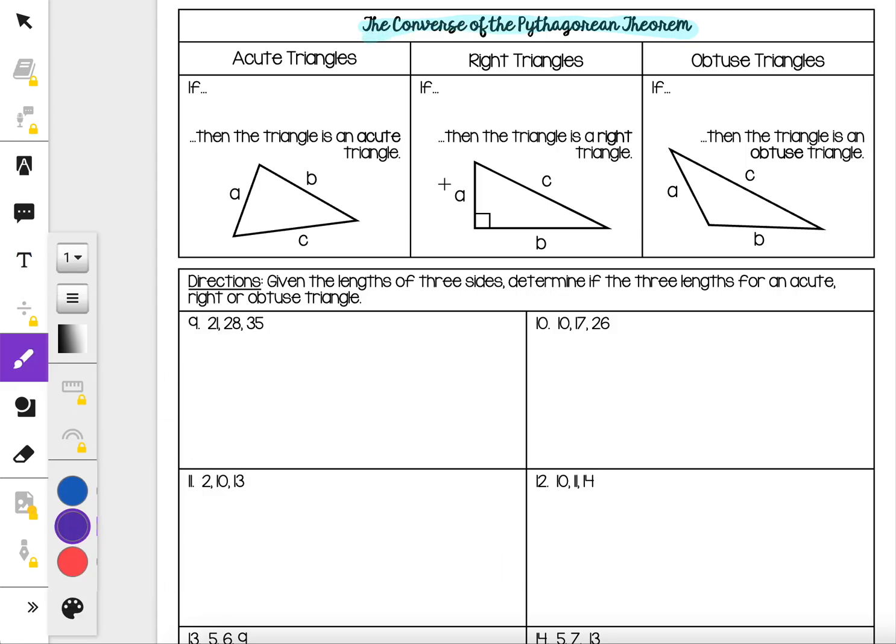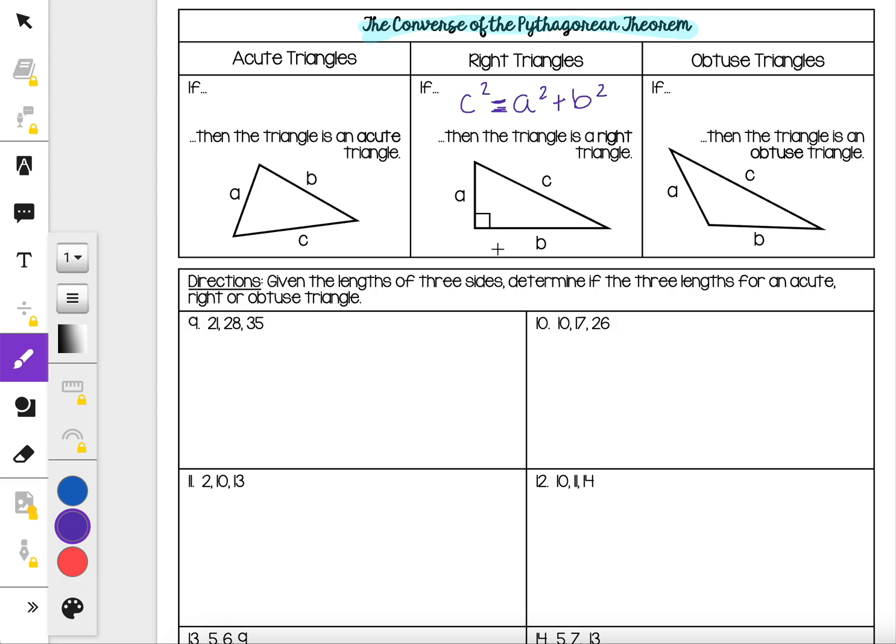Now let's start with the one that's a little bit more obvious. If c squared equals a squared plus b squared, which is our Pythagorean theorem, then we can say that the triangle is a right triangle. Okay, so we're using that Pythagorean theorem and we're just working backwards. If we have an acute or an obtuse triangle, instead of c squared being equal to a squared plus b squared, it's going to have a different relationship.